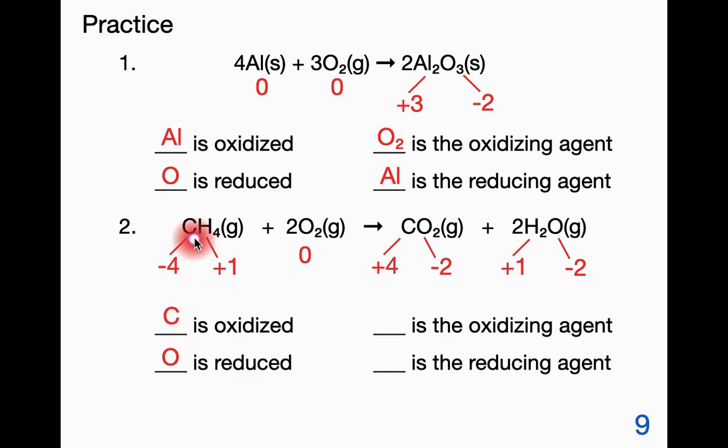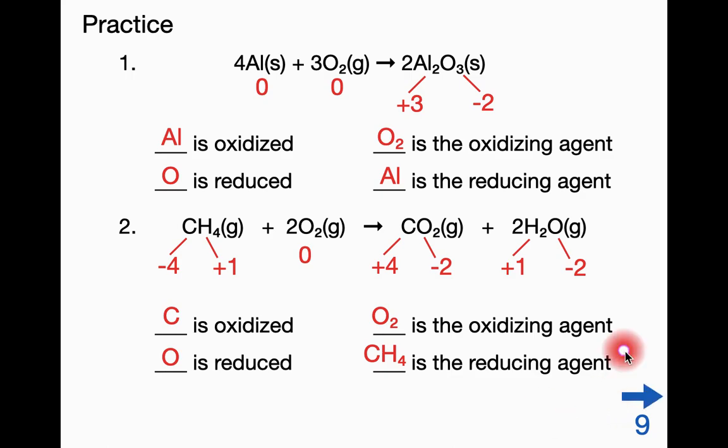Now what caused the carbon to be oxidized? It was reacting with O2. So O2 is our oxidizing agent. What caused oxygen to be reduced? It wasn't reacting with carbon, it reacted with CH4, methane. So CH4 is our reducing agent.